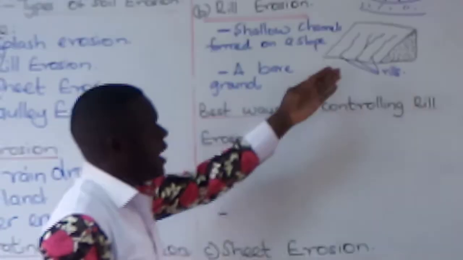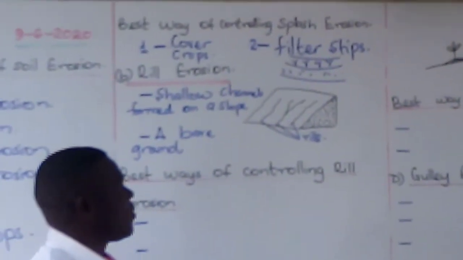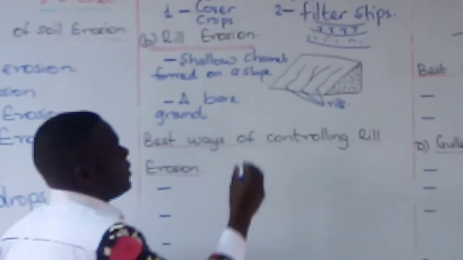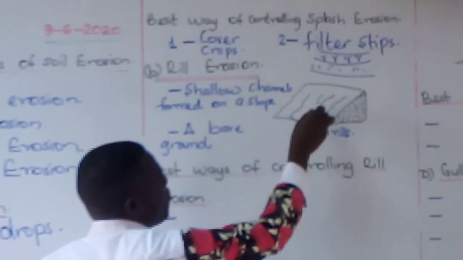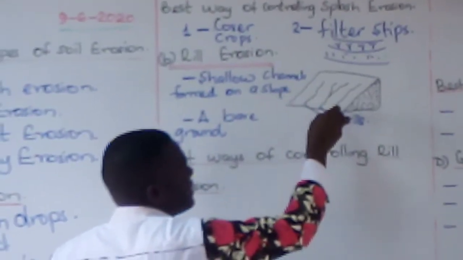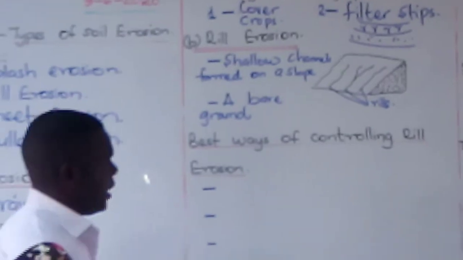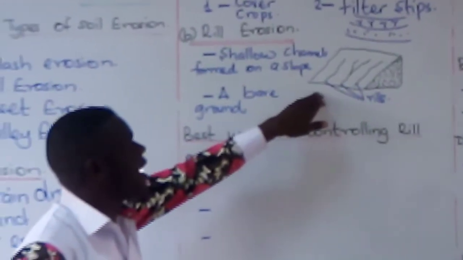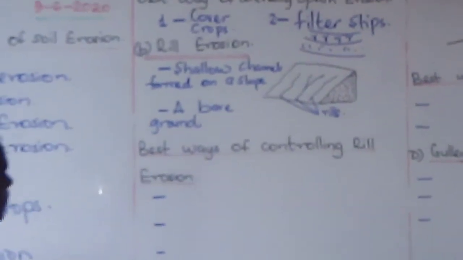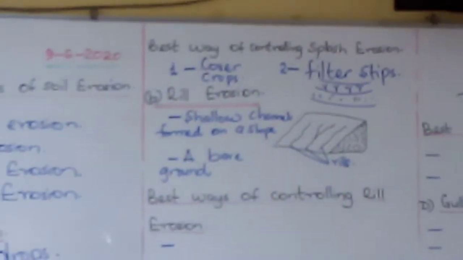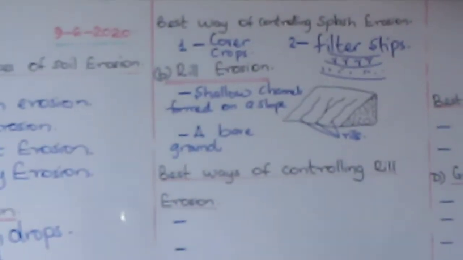Then I have drawn a diagram that would represent rills on a slope. So these are the channels. Moving water would form channels as it moves down the slope, and so those channels are the ones that we call rills. There are several ways of controlling rill erosion.